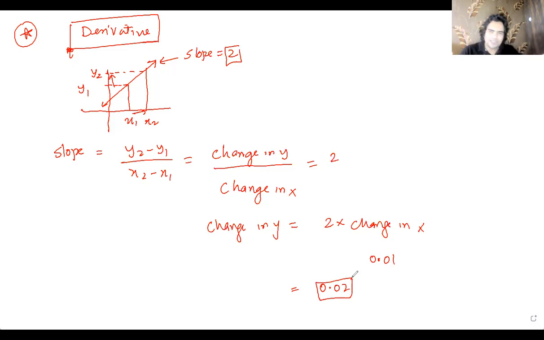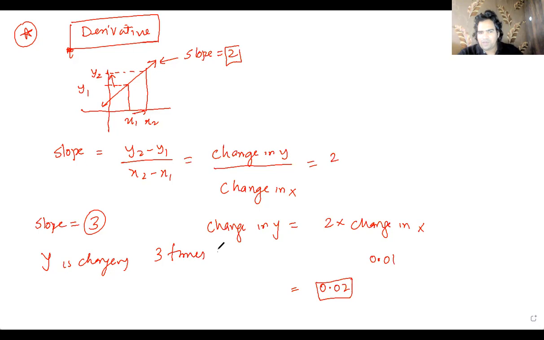So slope is also referred to as the rate of change of one quantity with respect to another. As a key concept, when you say the slope is 3, it means that y is changing 3 times faster than x. So that's a basic interpretation of the slope concept.